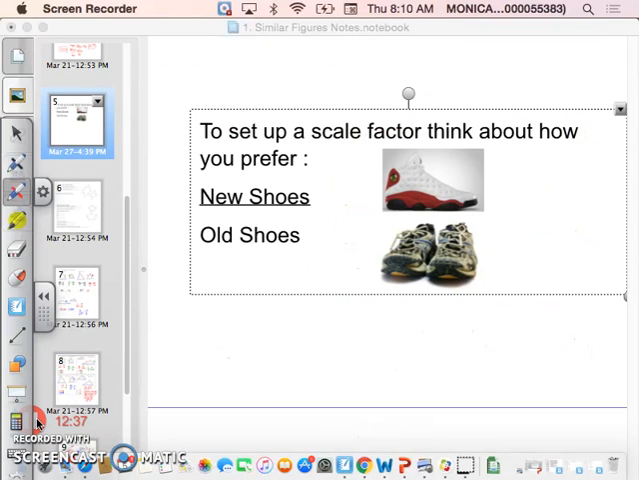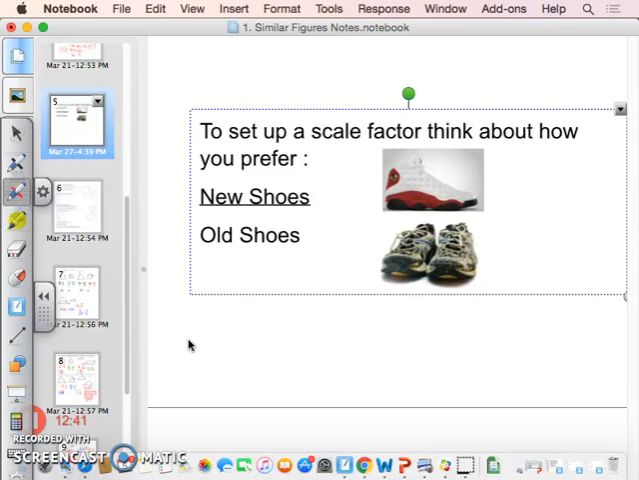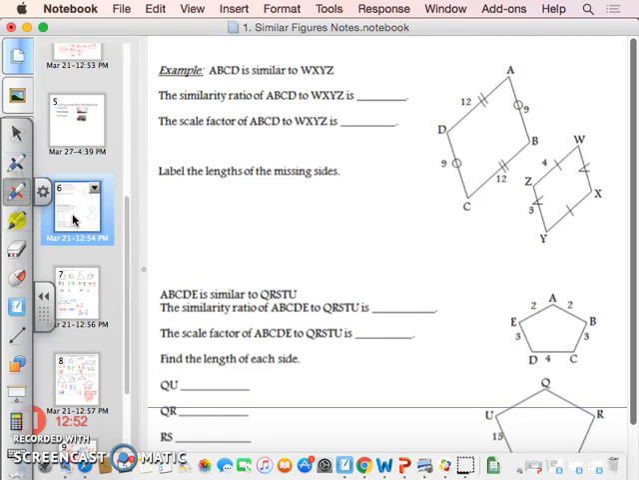So just remember, when you're trying to set up your scale factor, I always think of the fact that I prefer new shoes to old shoes. And so you're always going to put your new shape on top and your old shape on the bottom. So what do I mean by this?